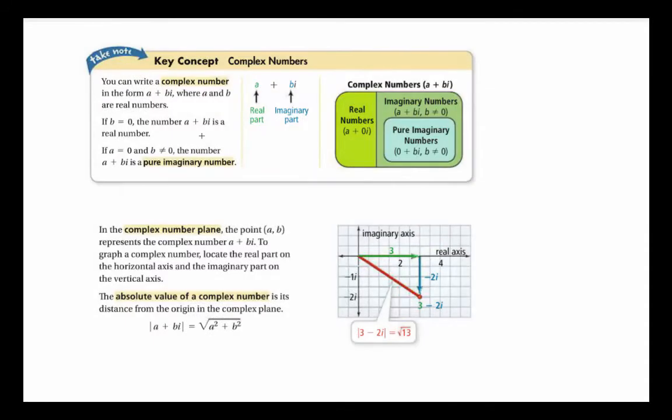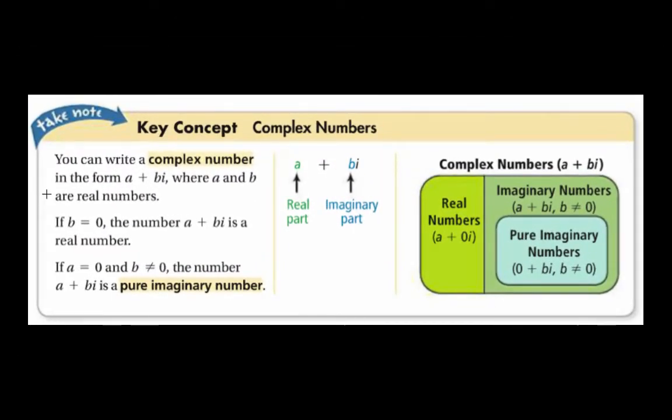Okay, so here it gives us a little more of a formal definition of what are called complex numbers. You can write a complex number in the form a plus bi, where a and b are real numbers. If b equals 0, the number a plus bi is a real number. So everything that you've studied up until this point can be classified as a complex number. It just doesn't have the bi part, the imaginary part.